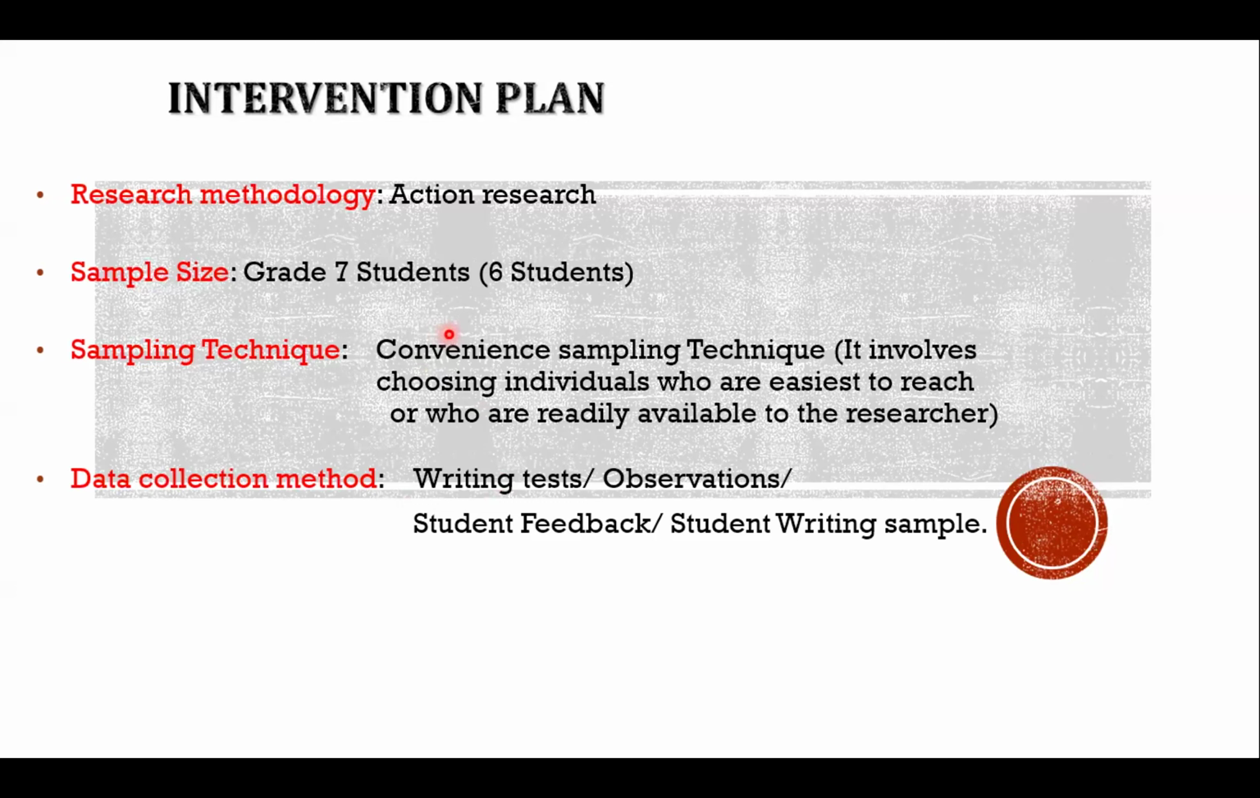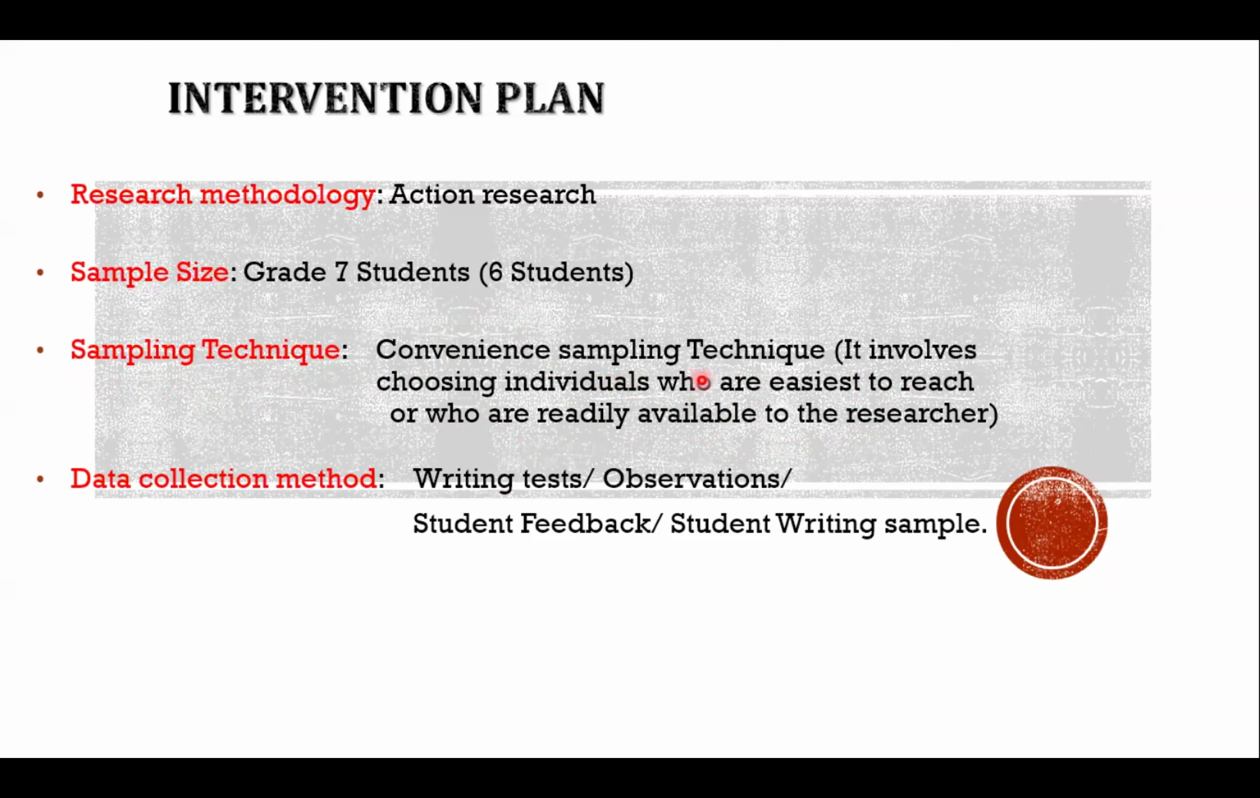I'll be using action research, which means I will try different methods to help them and study how those methods work. So I'll choose these 6 students because they are the ones who are easier for me to work with. That's why I use this sampling technique, convenient sampling technique. That means it involves choosing individuals who are easiest to reach or who are readily available to the researcher.